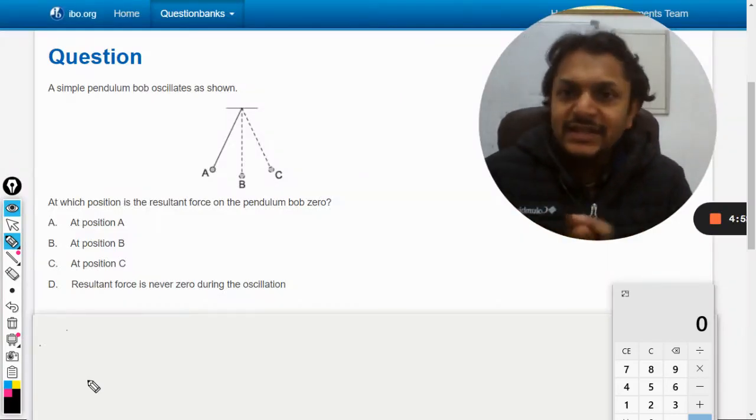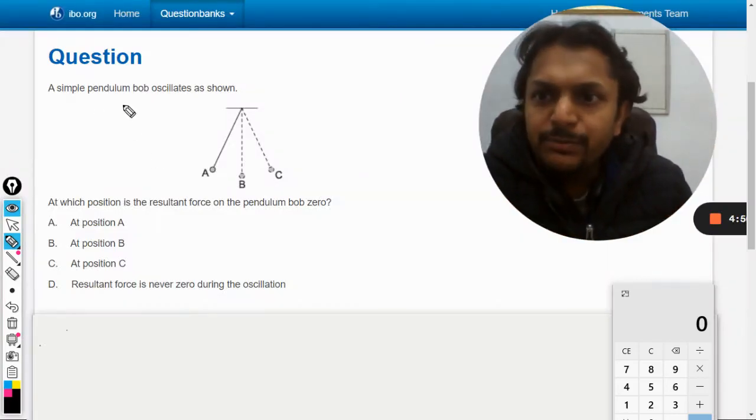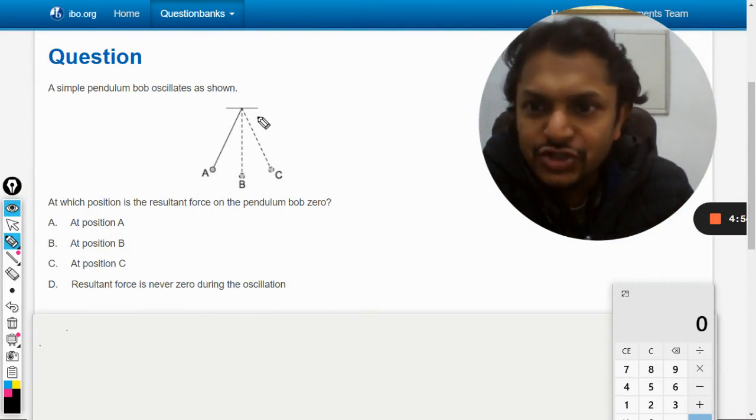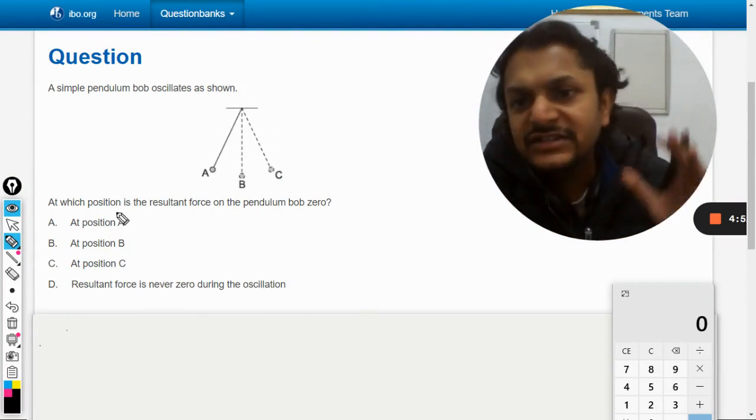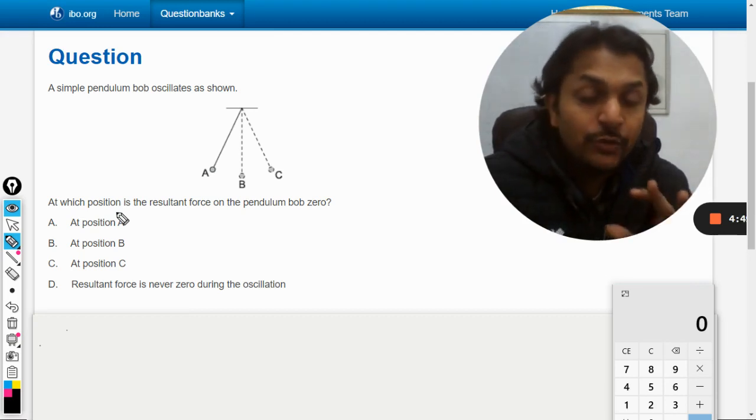Okay, dear students, let us see how to do this question. A simple pendulum bob oscillates as shown. At which position is the resultant force on the pendulum bob 0?